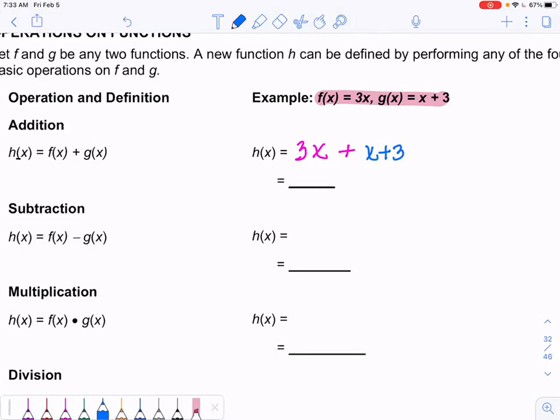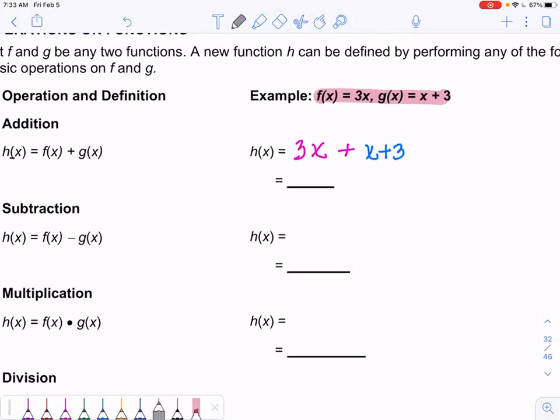So Grace, if we take f of x and add it to g of x, what's the new function we create? Yeah. So if you combine those x's, what do you get? So we're adding them. So 3x and x makes, you're thinking way too hard for a Friday. How about 4x plus 3?